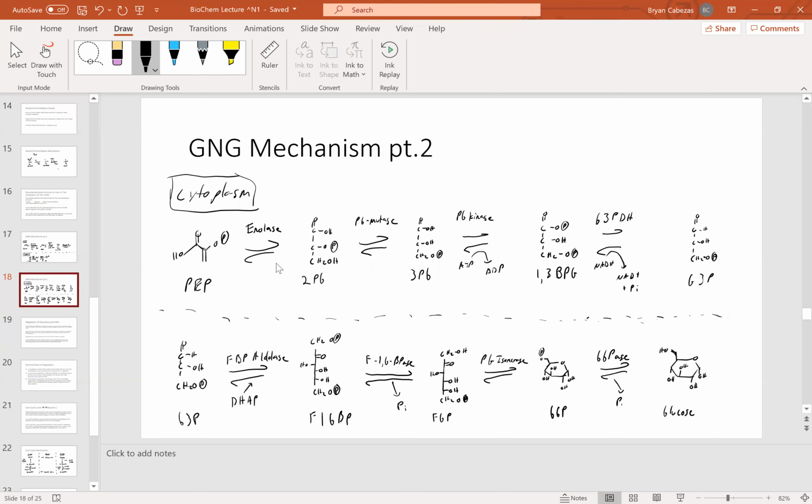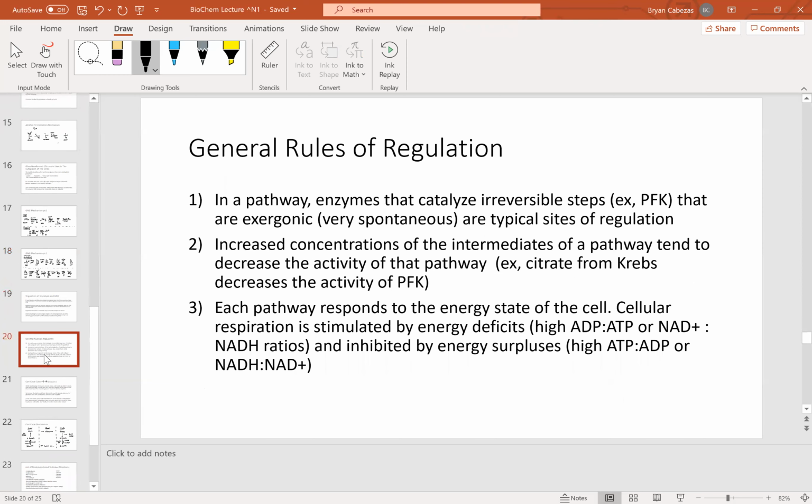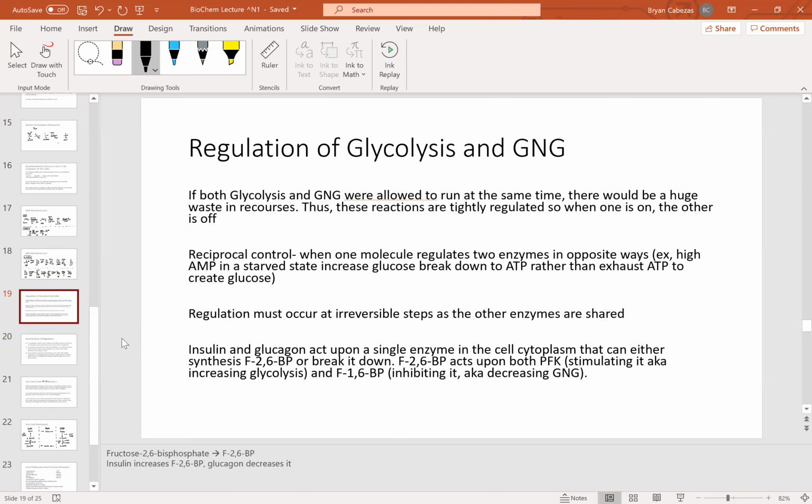If we were to inhibit something at the enolase, well, enolase is an enzyme that's found in both pathways, right? Both gluconeogenesis and glycolysis use enolase, but there are certain enzymes that catalyze an irreversible reaction. For example, hexokinase or pyruvate kinase. If you were to inhibit those, then you'd be specifically inhibiting a certain pathway.